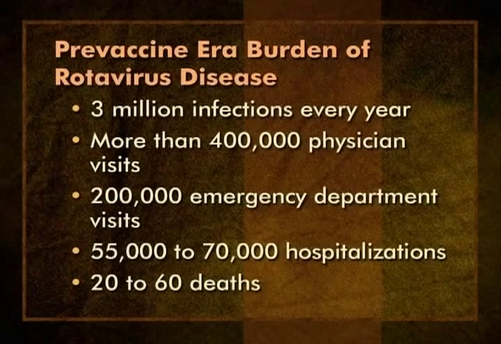An estimated 20 to 60 children died each year from rotavirus disease. Rotavirus diarrhea resulted in more than $250 million in direct medical costs each year in the U.S., largely due to hospitalization. Total costs, including indirect costs, were more than $1 billion a year.